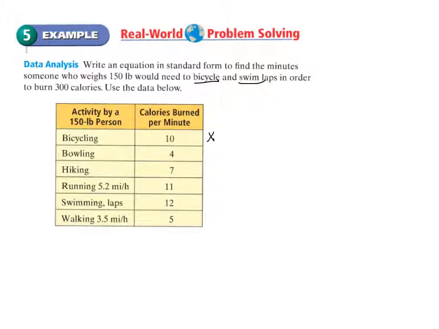X I'm going to let be the number of minutes for bicycling. Since X is bicycling, Y would have to be swimming laps. So Y is going to be the number of minutes spent swimming laps, and X will be the number of minutes spent bicycling. So our equation is pretty easy to set up. 10 calories per minute of bicycling plus 12 calories per minute of swimming equals a total of 300 calories. So my equation is 10x plus 12y equals 300.